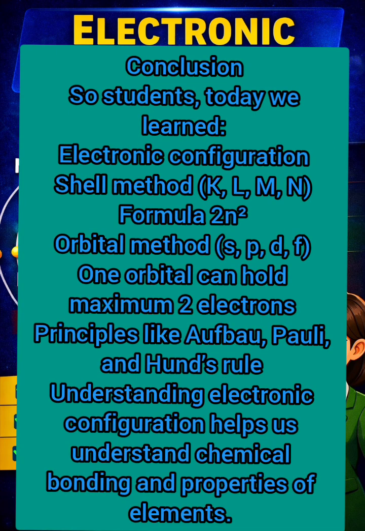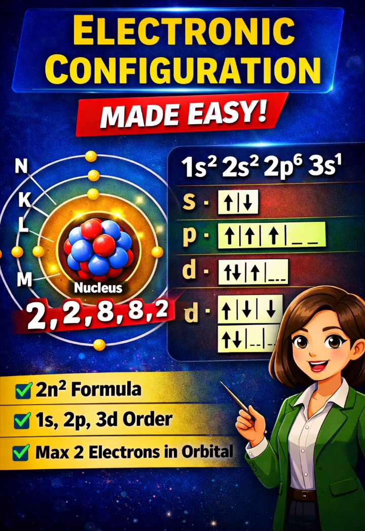Conclusion. So students, today we learned electronic configuration, shell method KLMN, formula 2n squared, orbital method SPDF. One orbital can hold a maximum of 2 electrons. Principles like Aufbau, Pauli, and Hund's rule. Understanding electronic configuration helps us understand chemical bonding and properties of elements.